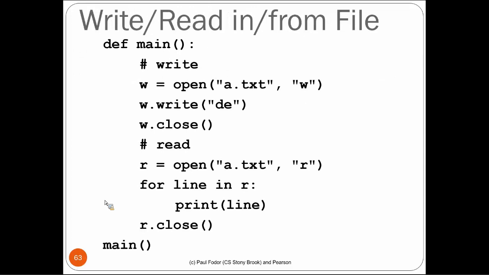How do we write and read from a file? Here is a sample. We open the file a.txt in write mode. We write de in that file. We close it. And then we open the same file in read mode. For every line in the file, we print that line, after which we close the file.